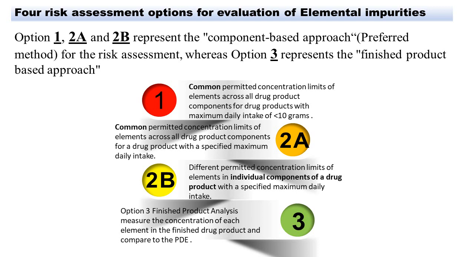Option 2A: common permitted concentration limits of elements across all the drug product components for a drug product with a specified maximum daily intake. Option 2B: different permitted concentration limits of elements in individual components of the drug product with a specified maximum daily intake. Option 3: finished product analysis. Measure the concentration of each element in the finished drug product and compare to the PDE.